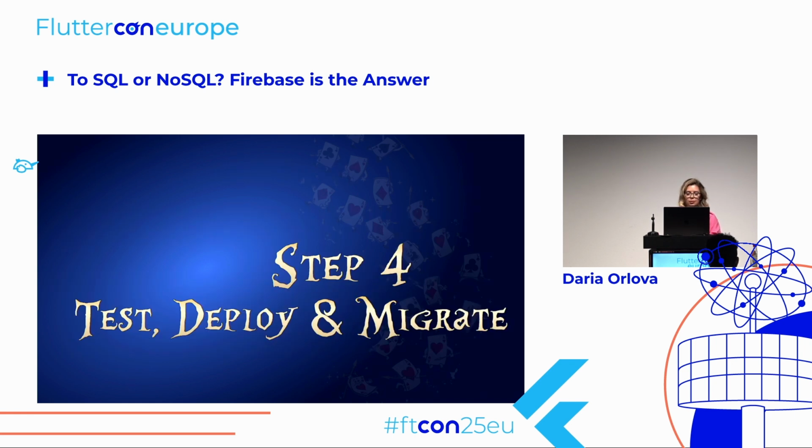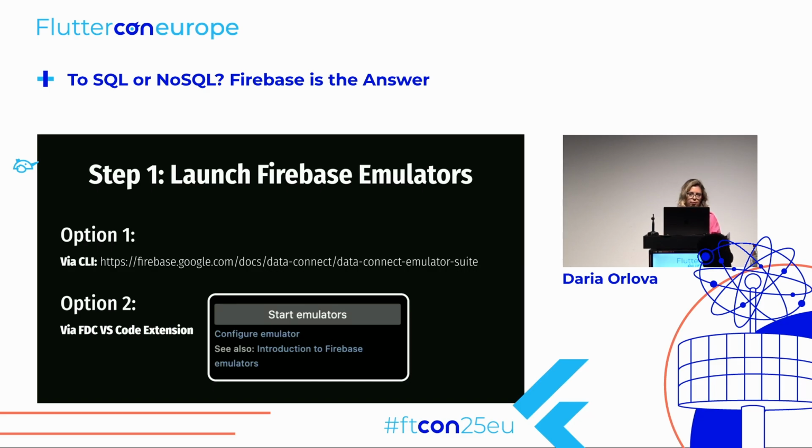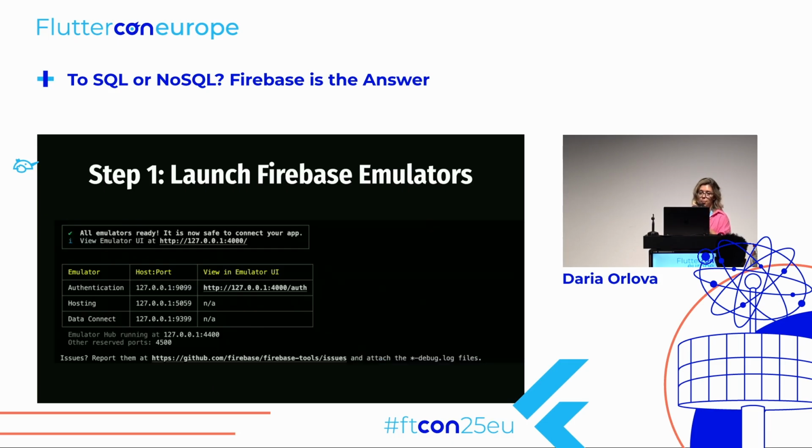So, speaking about testing, deploying, and migration. Let's start with testing. Firebase offers emulators for a lot of their services. And this is a way for you to test how it works without touching the production database, which you obviously don't want to do. So you would use Firebase emulators, which allow you to run the database locally. And you would do that either via CLI, and you can see the setup in the documentation, or if you're using VS Code, you can just press the Start Emulators button and verify that everything works in your console.